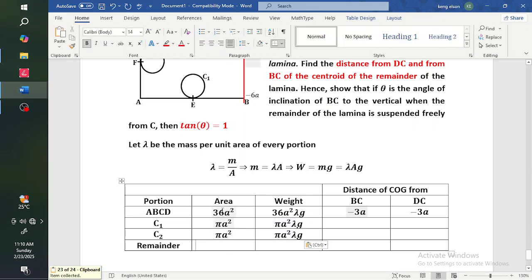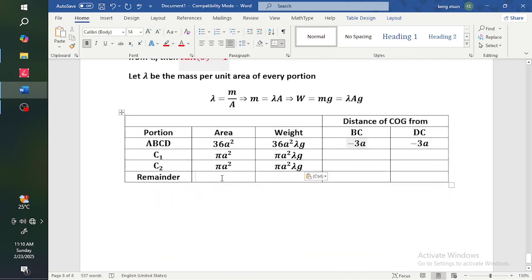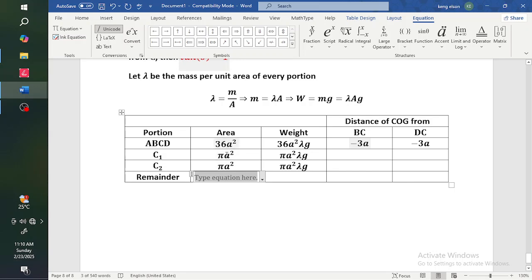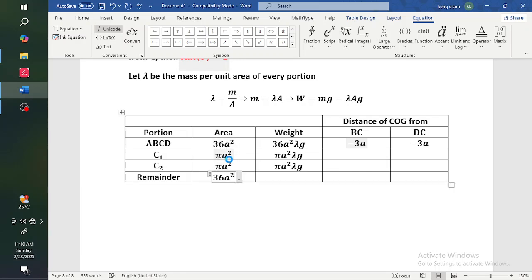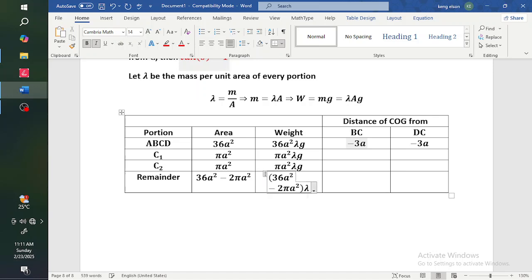Now for the remainder, what is the area of the remainder? It is the area of the whole minus the area of what is removed. Because the whole lamina contains the C1, C2, and then the remaining part when C1 and C2 are removed. So we are going to have 36 a squared minus pi a squared, then minus pi a squared again, so it's minus 2 pi a squared. So we need to sum everything here. We take 36 minus what is removed, minus what is removed. So what is going to be the weight? It is going to be the area times lambda g.